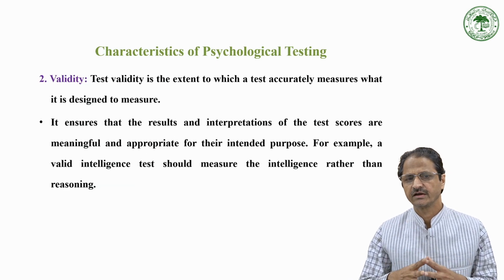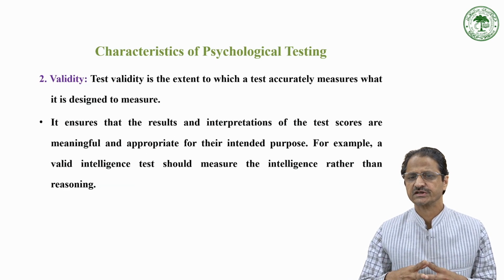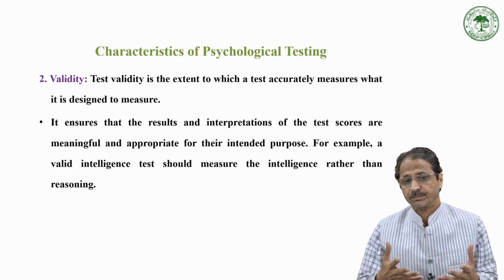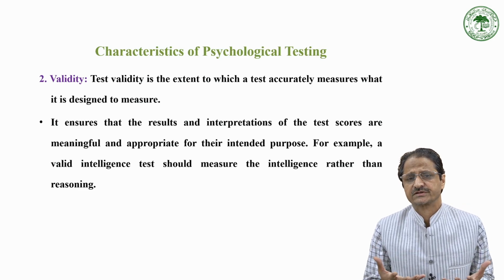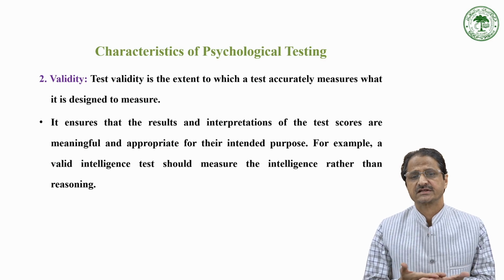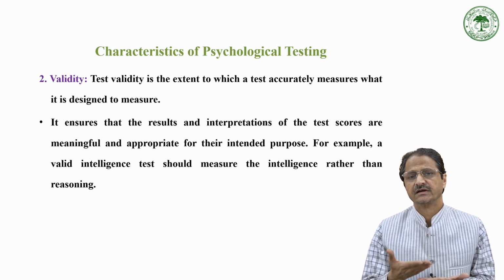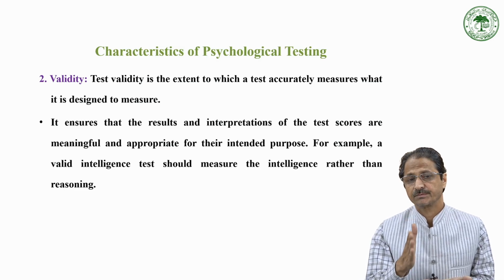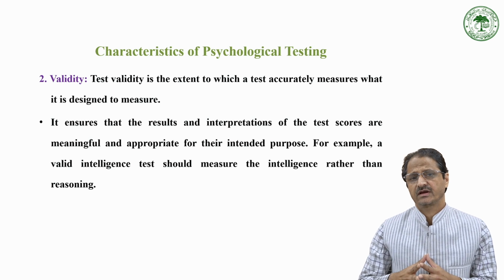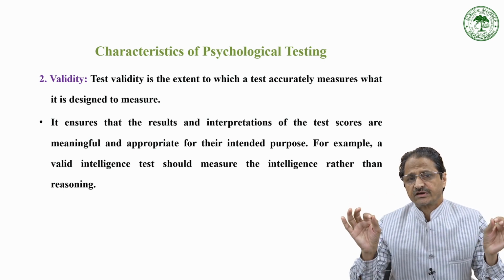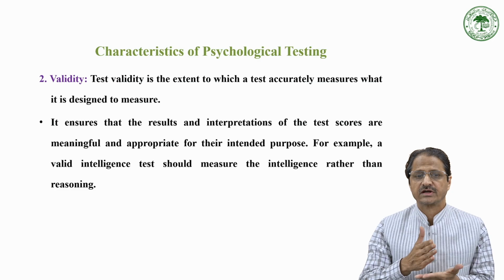What is validity? Validity is the extent to which a test accurately measures what it is designed to measure. The purpose of the test for which it is prepared, if it is serving that purpose, it means it is valid. Take for example, if any test is prepared for knowing the creativity, then it must differentiate between the creative and the non-creative person. So if it is not evaluating the creativity, it means it is not a valid test.